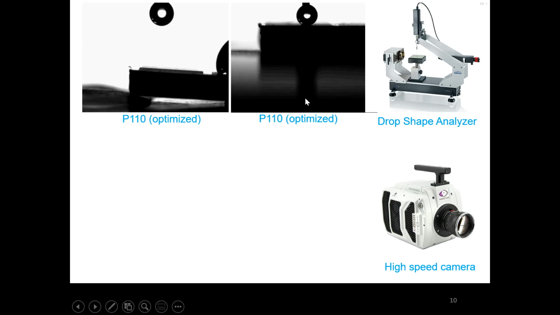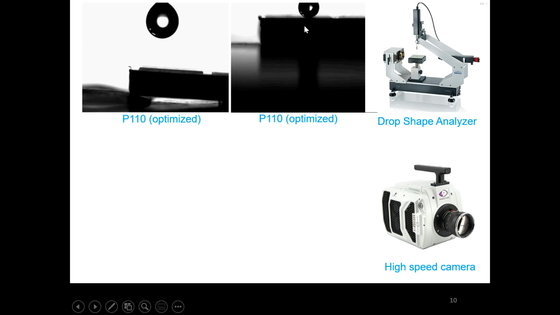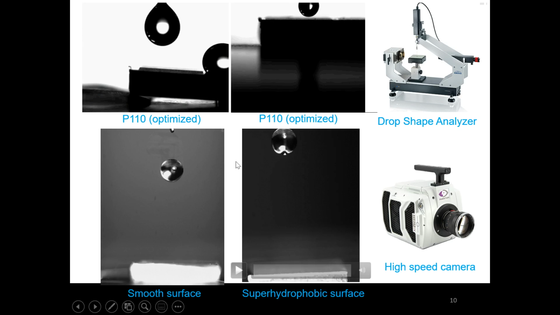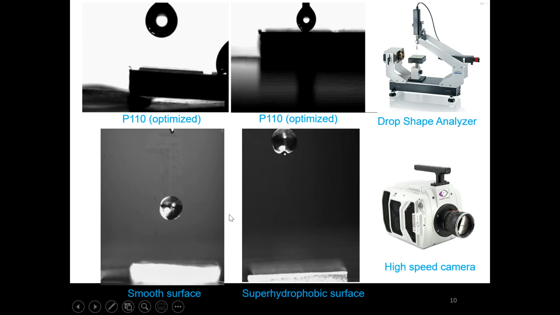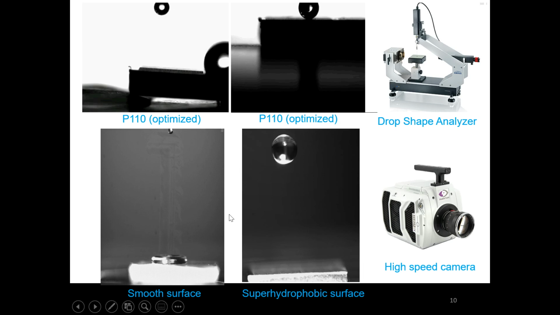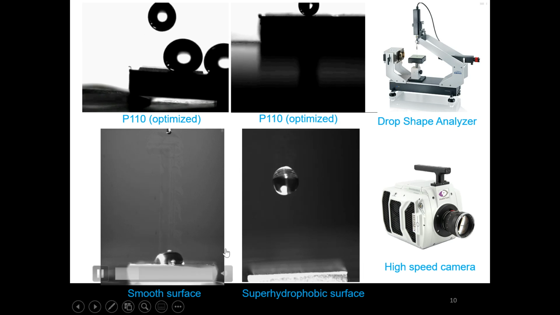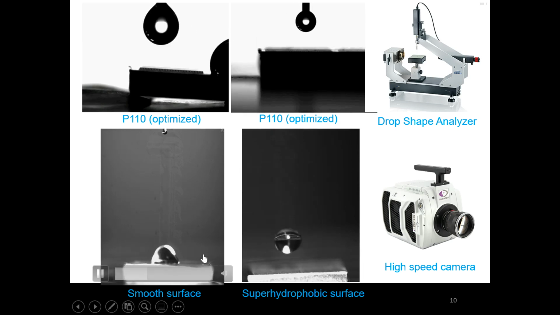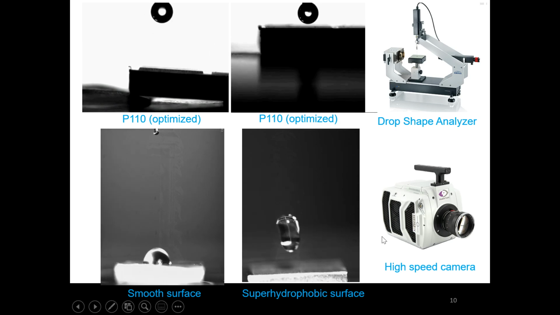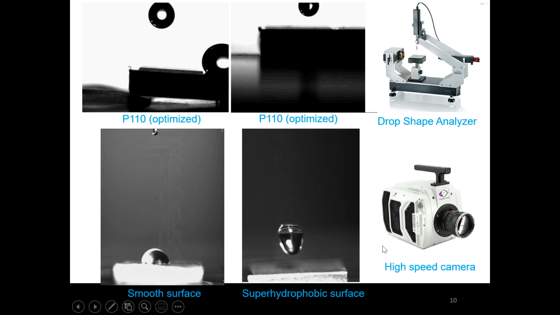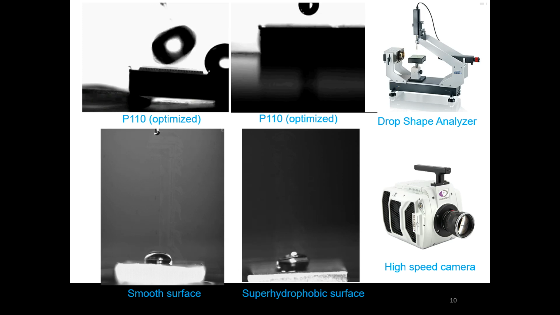These two videos show the low adhesion property of the superhydrophobic surface, and we also use a high-speed camera to record the dynamic behavior of the water droplet. For the smooth surface, the water will adhere on the surface, and for the superhydrophobic surface, the water will rebound on the surface, showing a very low adhesion property.